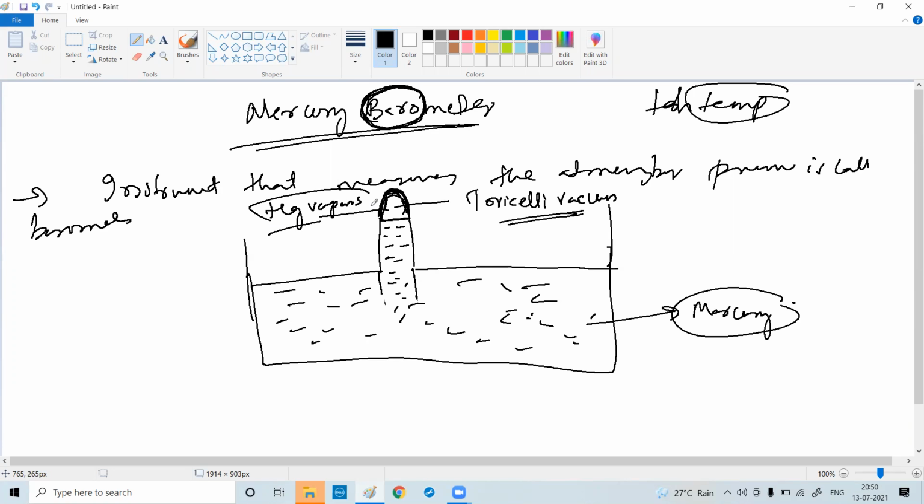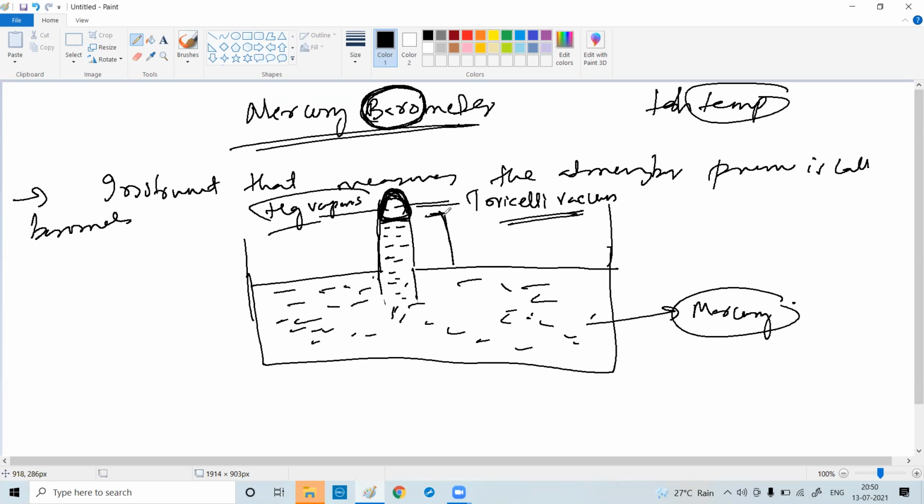Mercury in vapor state, okay? Clear? We take a vessel with liquid and put a glass tube upside down in such a way that mercury goes inside up to a certain level, and there is a small gap which is a vacuum, called Torricelli vacuum. Understood?